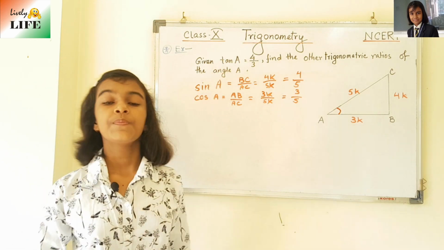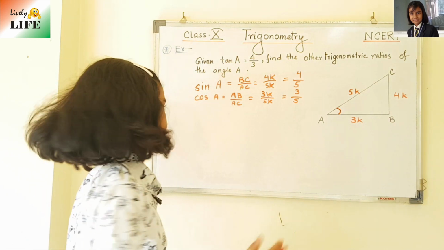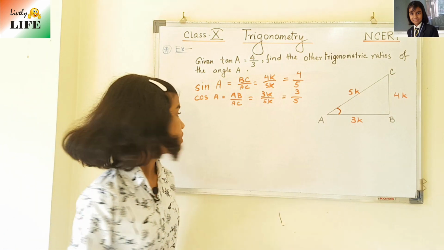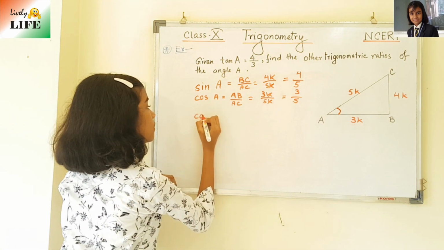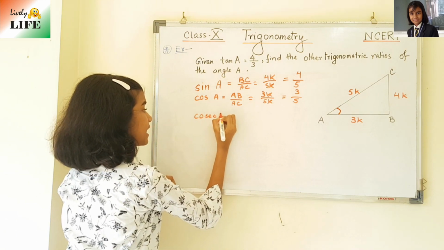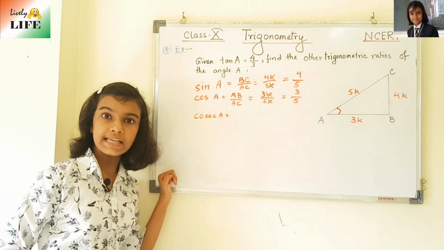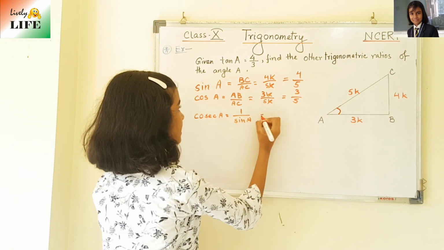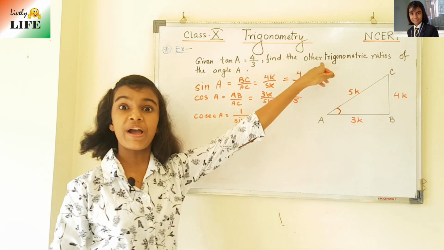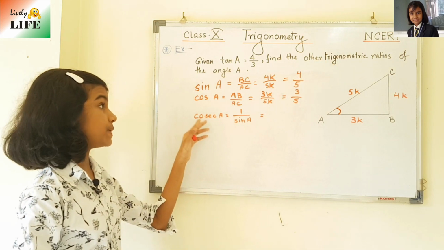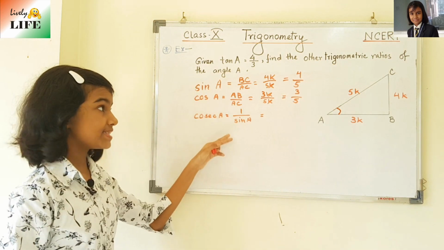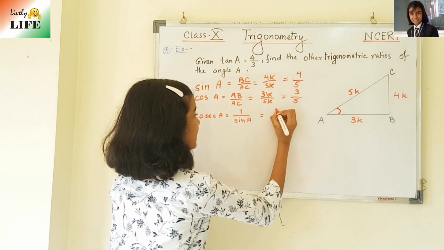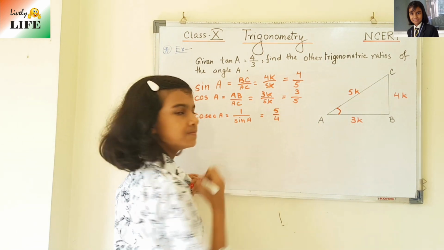Now let's move to the next one. Tan A is there. And then what is there? Cosec A. So what do we know? Cosec A is the reciprocal of sine A, right? Cosec A is 1 by sine A, right? So what is 1 by sine A? It will be 5 by 4 because it is the reciprocal of sine A. So we will write cosec A is 5 by 4.